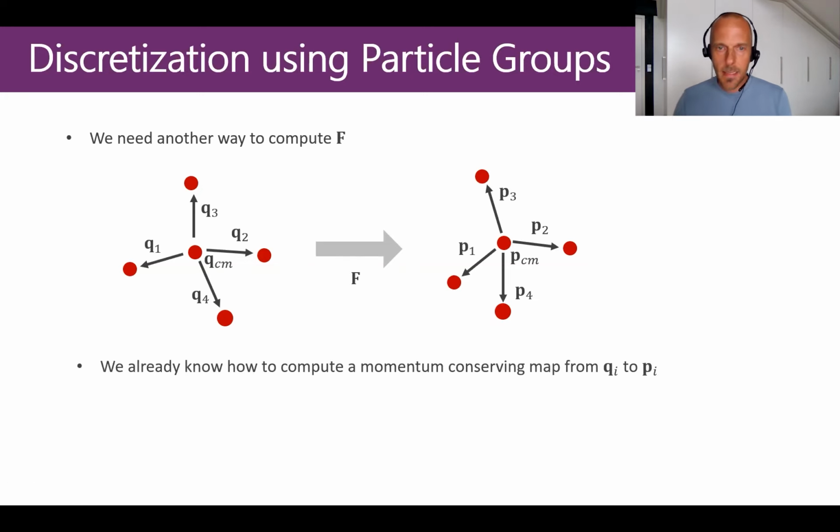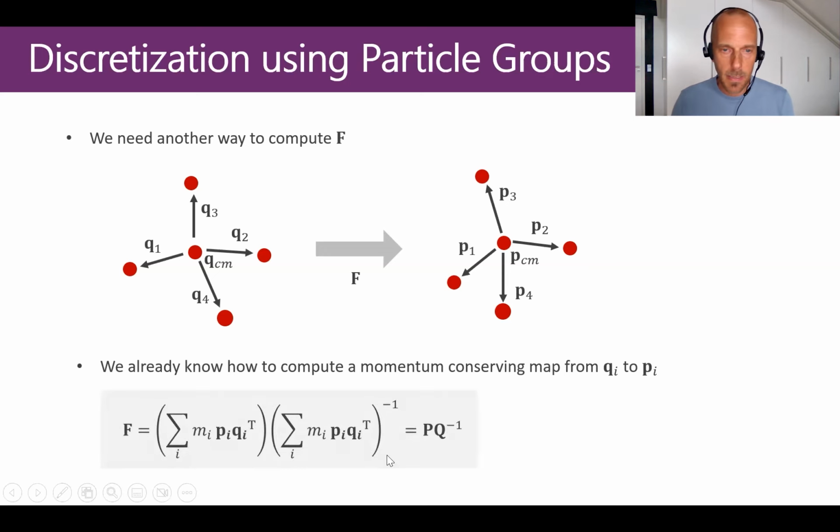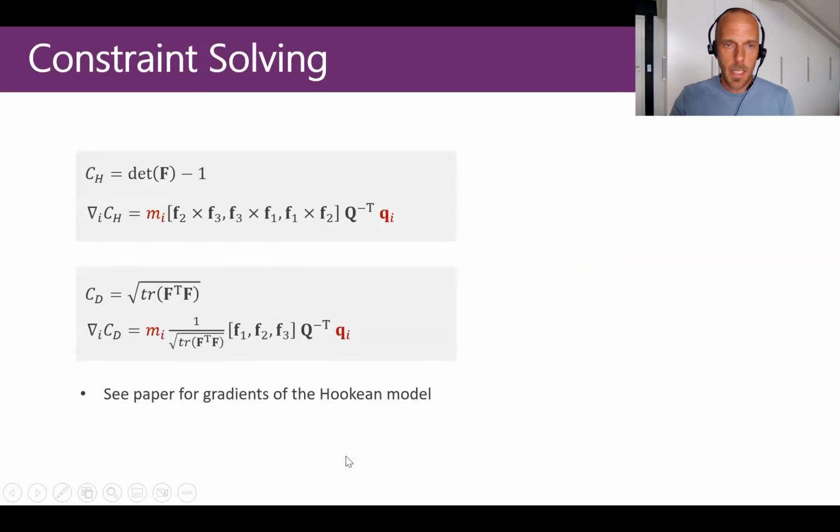And fortunately, this is exactly what we did in the very beginning for shape matching. So when we computed this matrix A, this is exactly the linear transformation that we need. So we can take the exact same equation as we had before, just plug in these Q's and these P's, and we get the deformation gradient here. Again, we can plug this into the XPBD equations, and we get pretty simple formulas to compute these gradients of the constraint function and the constraint function itself, and then can just use this in the position-based dynamics framework to actually simulate all these different material models.